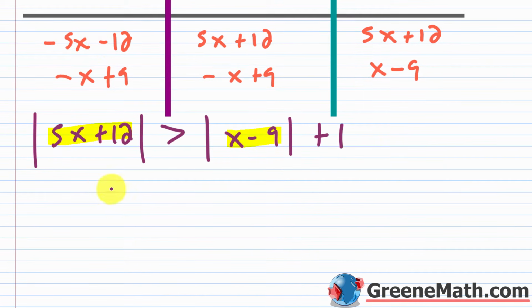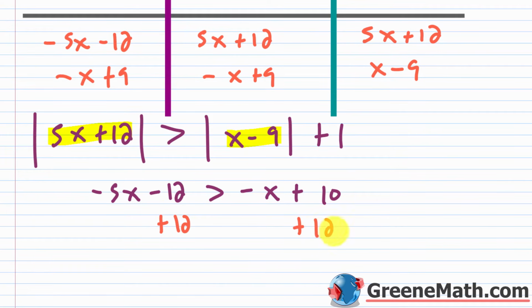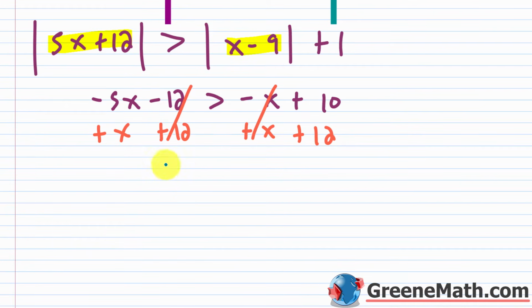So for the first interval, I'll just say negative 5x minus 12 is greater than negative x plus 9 and then plus 1. So 9 plus 1 is 10. Let me just replace that now. And so really quickly, I could just add 12 to both sides of the inequality. Let's cancel this. I'm going to add x to both sides of the inequality. Let's cancel this. And let's say negative 5x plus x is negative 4x. This is greater than 10 plus 12, which is going to be 22.